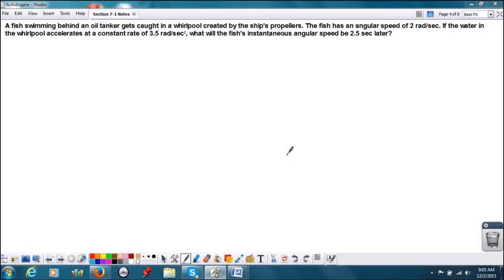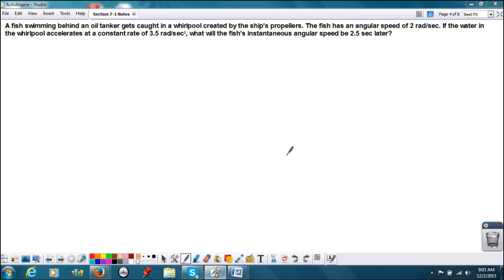Okay, so here we have a problem. A fish swimming behind an oil tanker gets caught in a whirlpool created by the ship's propellers. The fish has an angular speed of 2 radians per second. If the water in the whirlpool accelerates at a constant rate of 3.5 radians per second squared, what will the fish's instantaneous angular speed be 2.5 seconds later?